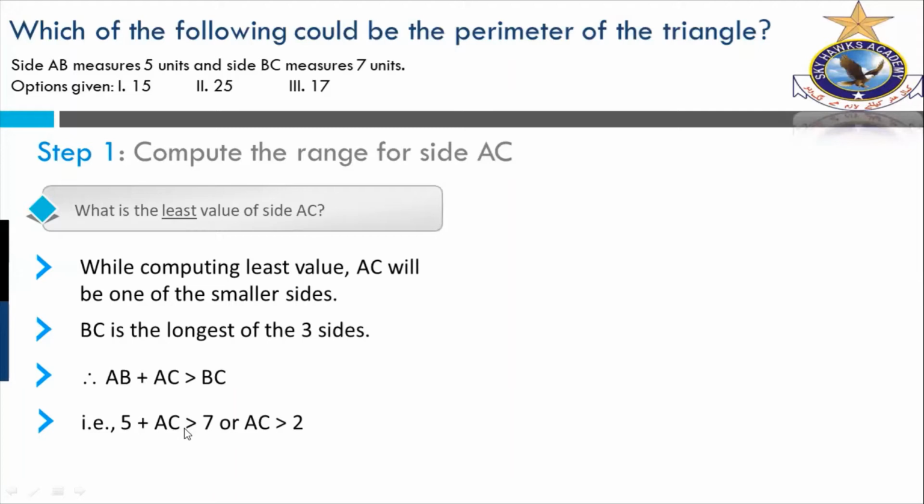We just want to get rid of this 5. If we add -5 to both sides of the inequality, we will get rid of this 5. So we are adding -5 to the left hand side as well as to the right hand side. So AC is greater than 2. AC is the third side, and we are looking for that.